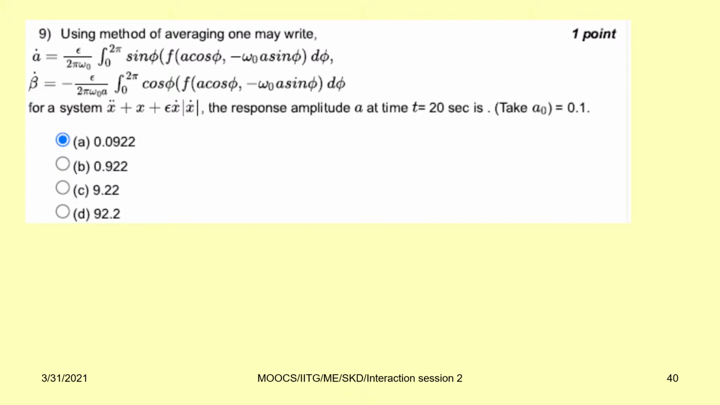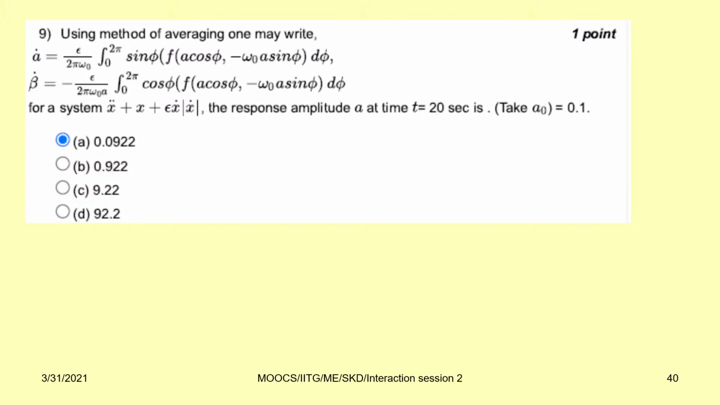So next question. Using method of averaging, one may write A dot equal to epsilon by 2 pi omega 0 integration 0 to 2 pi sine phi into that f. In case of f, x is replaced by a cos phi and x dot is replaced by minus omega 0 a sine phi. Similarly, you can write this beta dot equation.